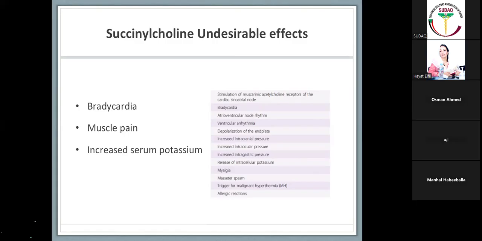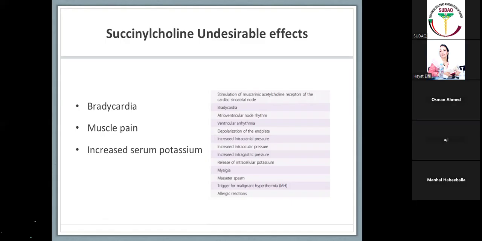Increased serum potassium is a very important side effect, and you really have to be very vigilant about that one, because normally succinylcholine, if you give it to a normal person, will cause an increase of 0.5 millimole per liter in serum potassium concentration, and in patients undergoing halothane anesthesia, this is from the literature, and again as a result of muscle fasciculation.